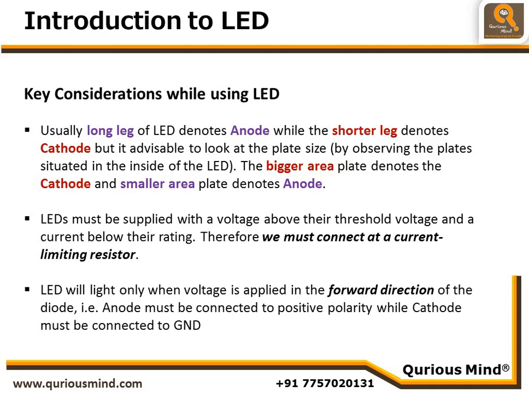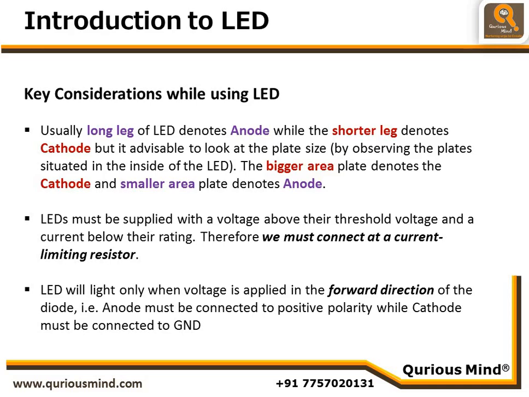As I spoke in my last slide, diodes are unipolar. They allow the current to pass only in one direction, only in a forward direction, which is from anode to cathode. And that clearly means that anode must be connected to positive polarity while cathode must be connected to ground so that LED can switch on. If we connect it the other way, that is anode to ground and the cathode to the positive polarity, then the LED will not emit light. It will not be switched on because the current will not flow.